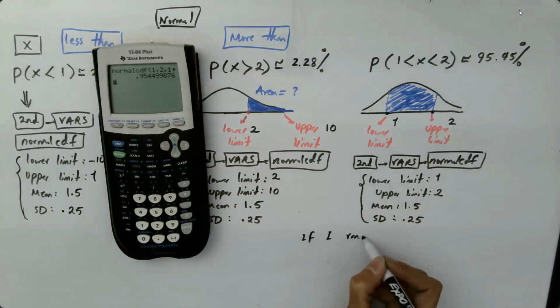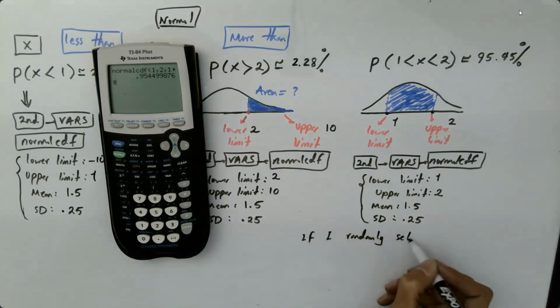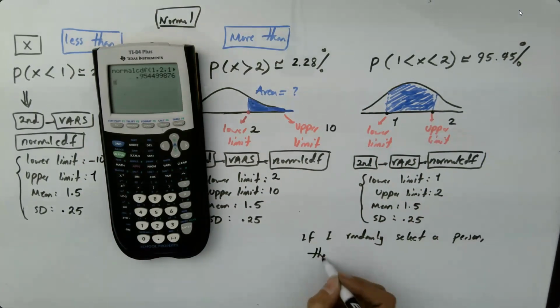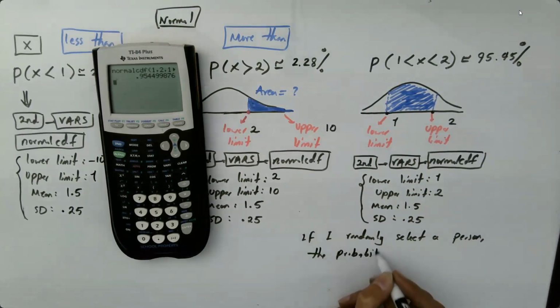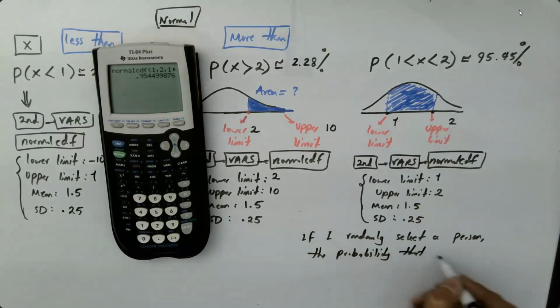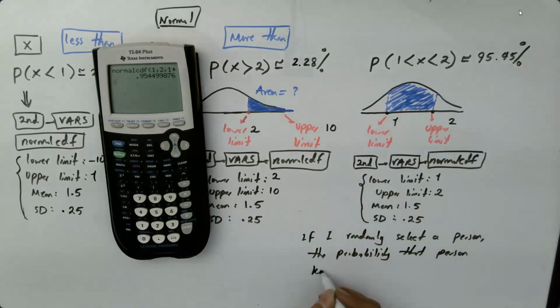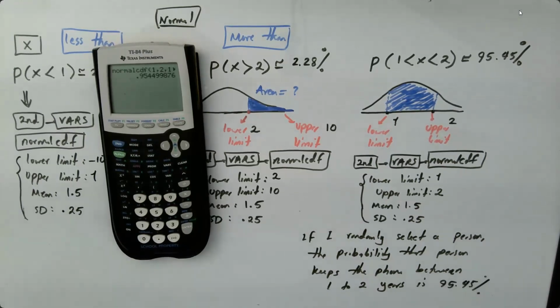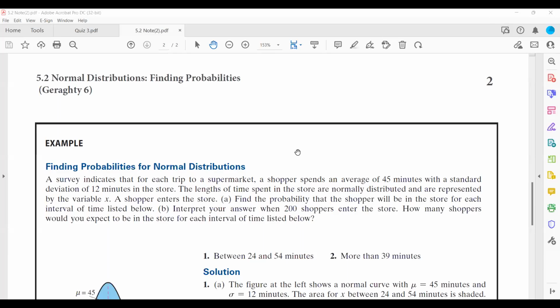So if I randomly select a person, the probability that person keeps the phone between 1 to 2 years is 95.45%. That's the meaning of that. That's the interpretation. Thank you, Abby.